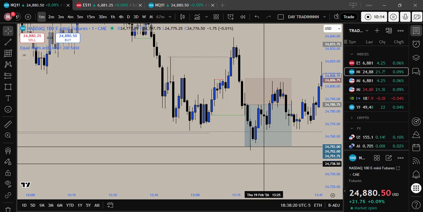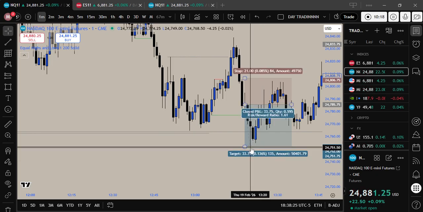So overall, I ended the day red. Lost 230, but what matters is I followed my rules. My risk management was on point, and my bias was right. My drawn liquidity was right. That's what matters.